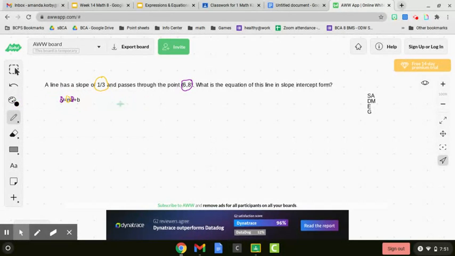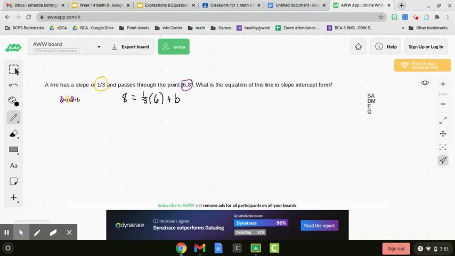So let's rewrite that and see what it looks like. 8 is our y, equals m, which is 1/3, times x, which is 6, plus our y-intercept, which we don't know yet, but we can find it out. Now we have an equation where we've got one variable, and we know how to solve that.